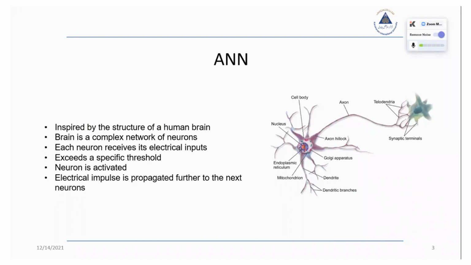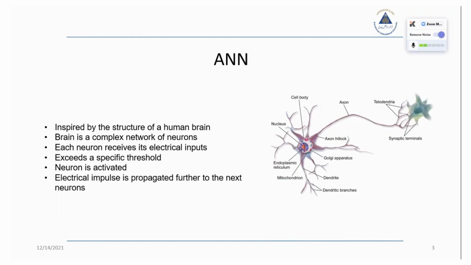Artificial neural networks are inspired by the structure and working of the human brain. The human brain is a complex network of neurons. Each neuron receives an electrical input and processes it, and if this electrical impulse exceeds a specific threshold, it will propagate the signal to the next connected neuron. In this way, the neurons in our body work.